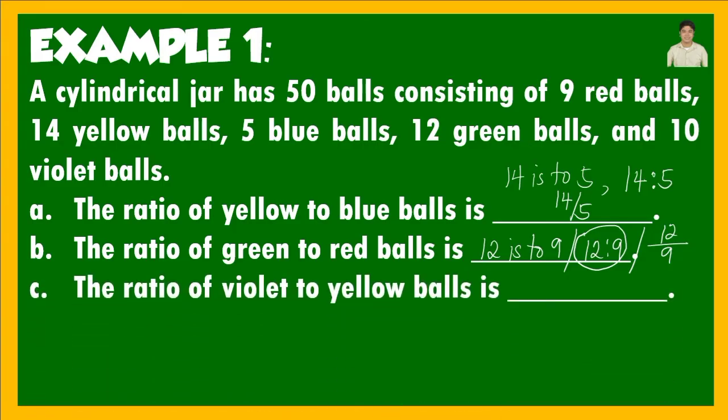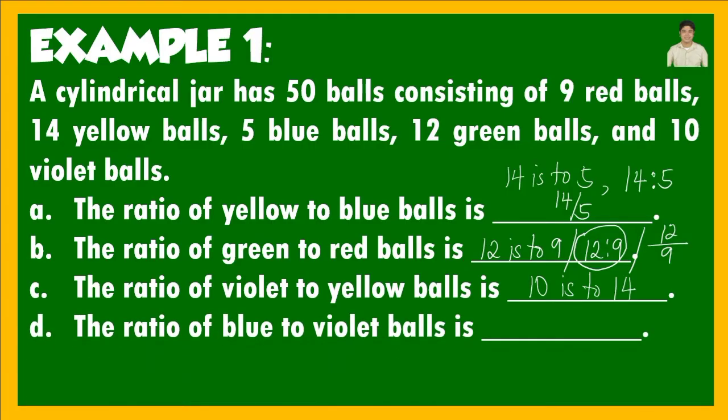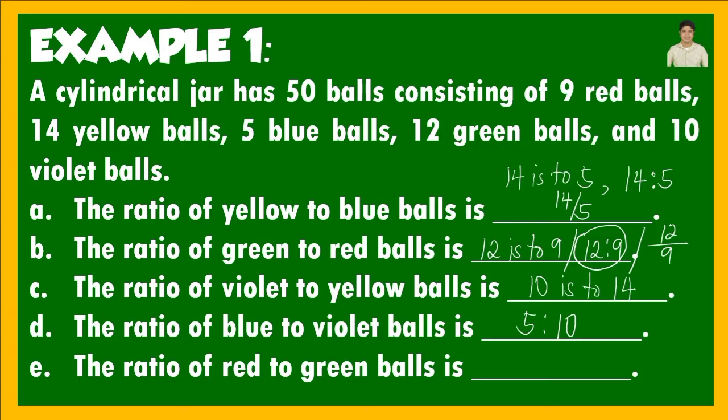The ratio of violet to yellow balls. Violet, we have 10. So this time, halimbawa, in word form. So violet 10, yellow 14. So isusulat natin 10 is to 14. Next, the ratio of blue to violet balls, this time colon form. So blue to violet. So we have 5 blue balls and then we have 10 violet balls. So kapag colon form, 5 colon 10.